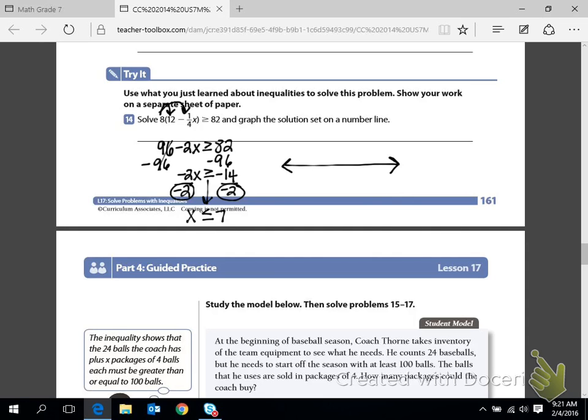Now, because we don't have any context in this problem, our graph will look like any other graph that we've created, where we're centered around the number 7, because that's what we solved for. The numbers above 7 might be 8 and 9. Numbers below might be 6 and 5. Because we're less than or equal to 7, we would have a closed circle at 7. And then we would continue our arrow in the direction of the numbers that are less than 7. So, to the left.